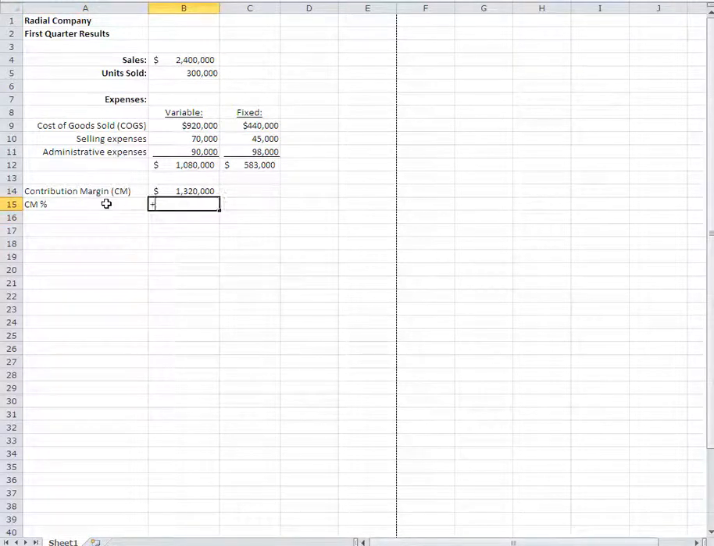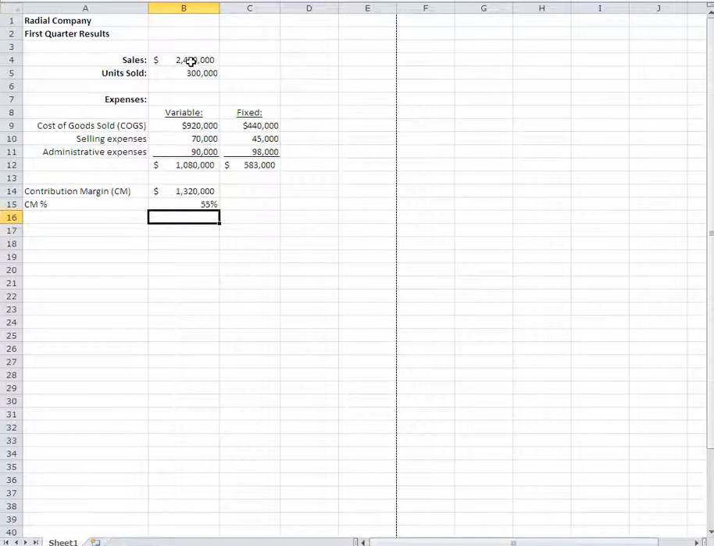So we take the contribution margin dollars and divide that by the sales, and that gives us a percentage. In this case, it's 55%. So for every dollar of sales, 55 cents is our contribution margin. That will go to cover our fixed expenses, and anything else that's left above and beyond fixed expenses will give us profit.